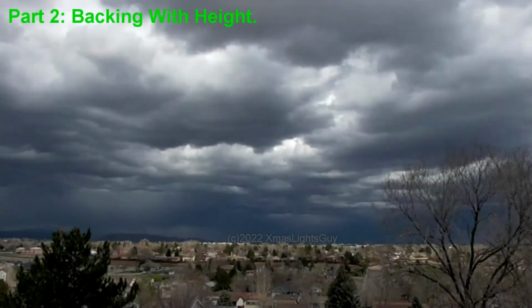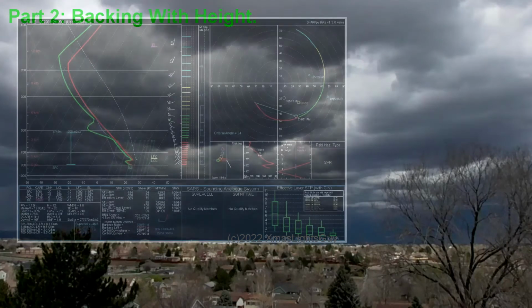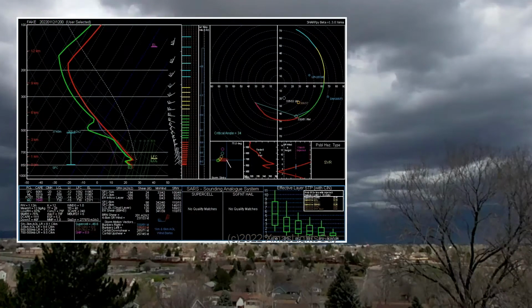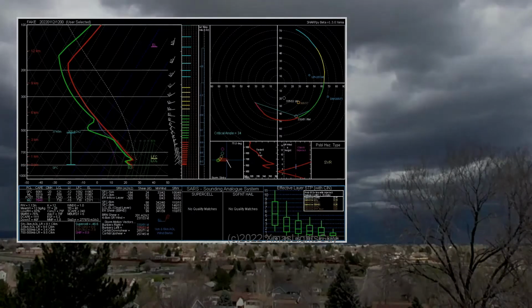Here in part 2, we will do backing with height. I will use another simulated sounding as an example. In the photograph, this time notice how the line is curved to the left, or counterclockwise. This is backing with height. The same is shown here with the wind barbs. In general, you would not want backing with height, as it can work to impede supercell thunderstorm generation.